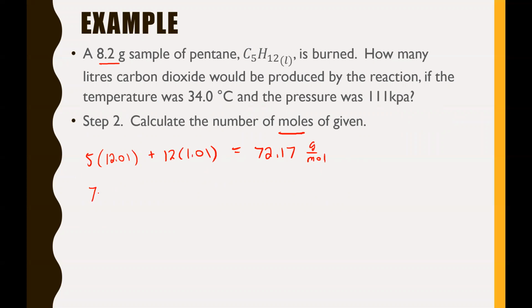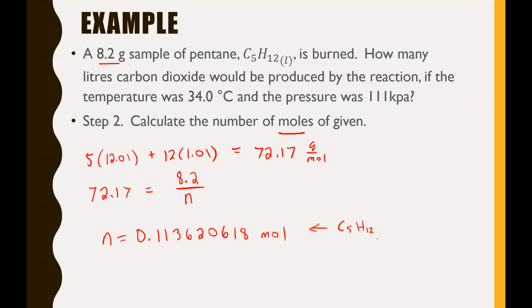So I guess what we need to do next is just take that number, 72.17, and set that equal to some number of grams, which we have, 8.2, over some number of moles, which I'll just call n. To solve for n, times by n and divide by 72.17, and you're going to see that n is going to equal, and I'm going to keep as many digits as I possibly can, 0.113620618 moles. And just to make sure we're all on the same page, this is our number of moles of C5H12. That's pentane. Okay, it's important.